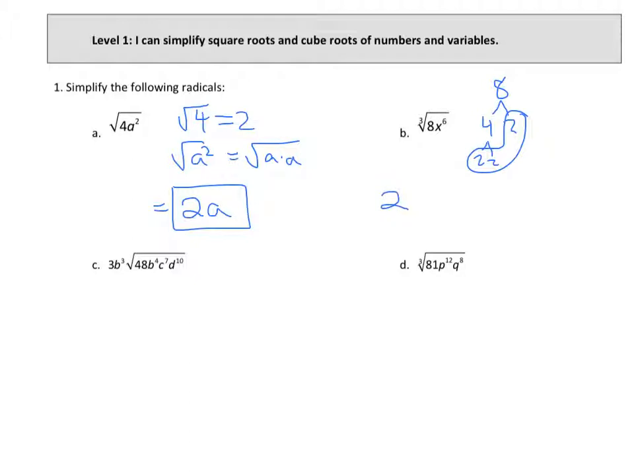And then for x to the 6th power, this is 6 x's multiplied together. 1, 2, 3, 4, 5, 6. And how many groups of 3 x's do we have? 1, 2. And instead of drawing it out like that, I can just take x to the 6th and divide that 6 by 3, and I get 2 groups of 3 x's. So we get x squared.